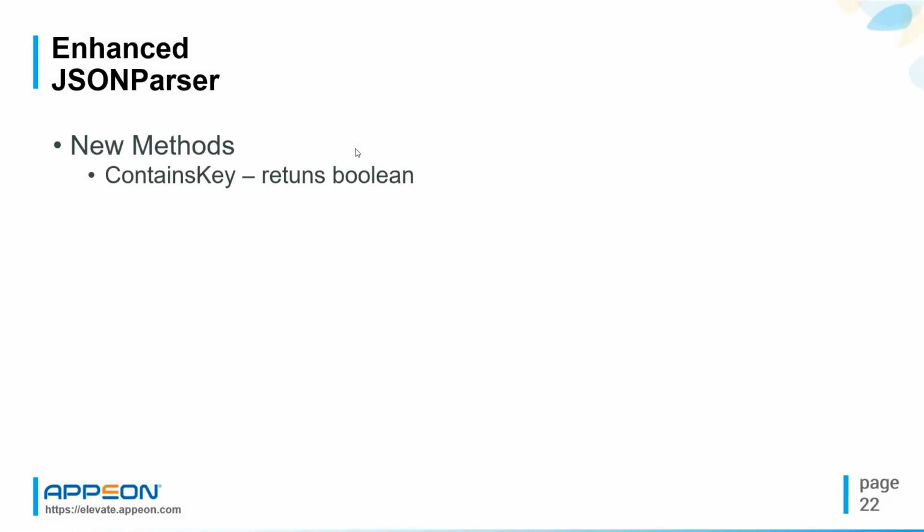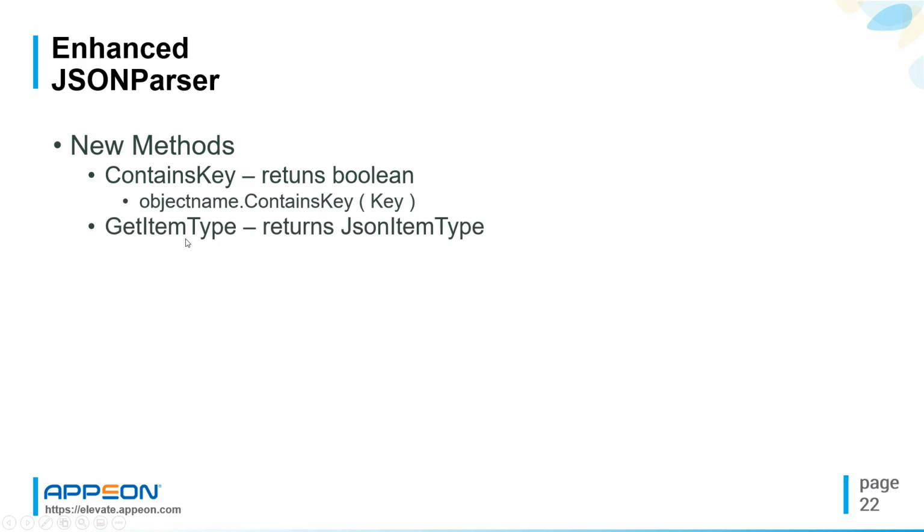JSON Parser, there's some new features here. One of them is contains key. So in JSON there is the idea of optional attributes, and if you code PowerBuilder to go out and access an attribute that doesn't exist, using the JSON Parser, you'll get an error. So what you can do is you can do a contains key first if you know it's optional, just to see if it's there first before you try to access it.